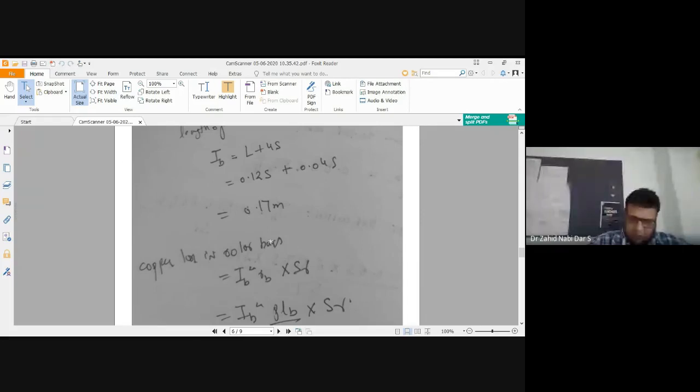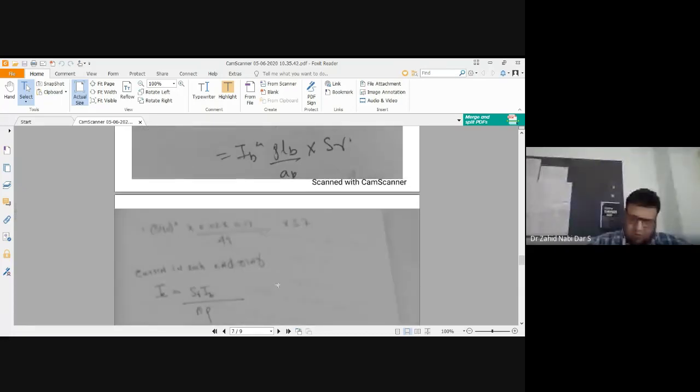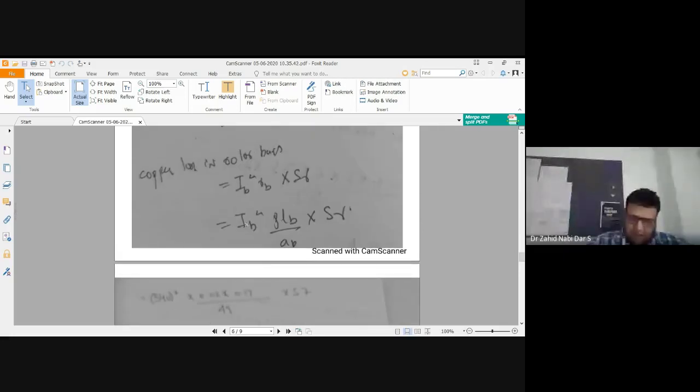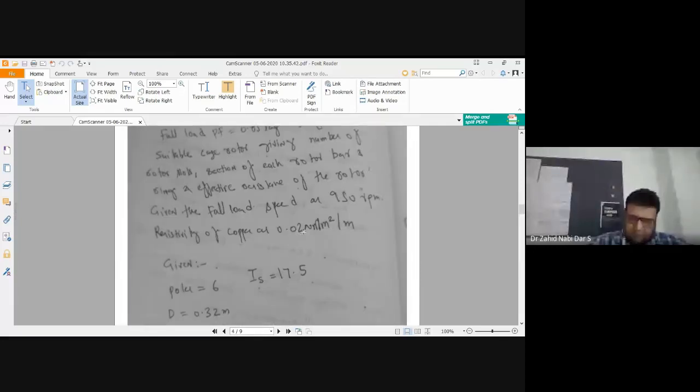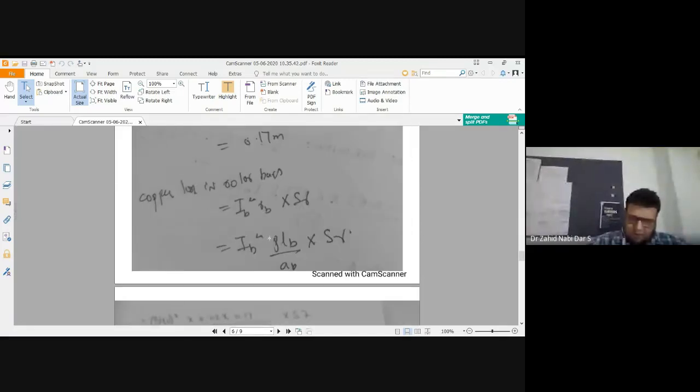Now the copper loss in the rotor bars. There are two losses, in the end ring and in the rotor bars. So the rotor bar copper loss should be equal to the number of rotor slots, that is 57, times Ib square Rb. Ib square Rb into Sr. Your Rb is rho Lb by Ab. Ib value you calculated 340, so 340 square. The rho value is given in the problem. If you read the problem, it is given 0.02. So you can substitute this value here, 0.02.